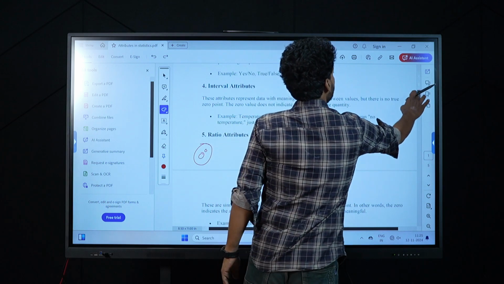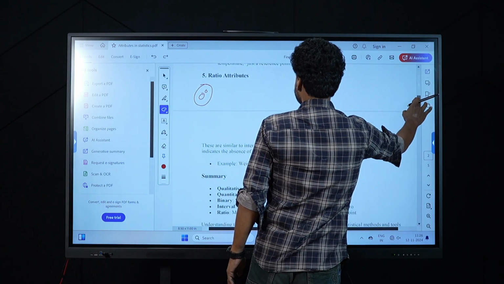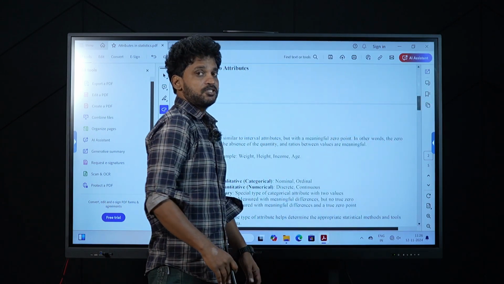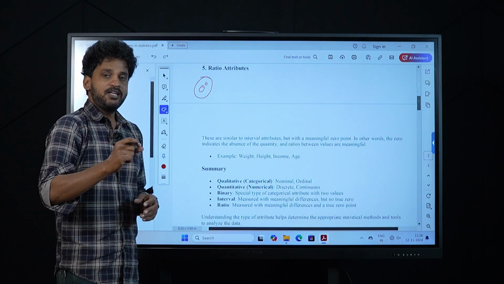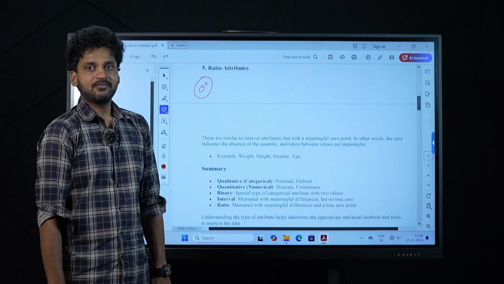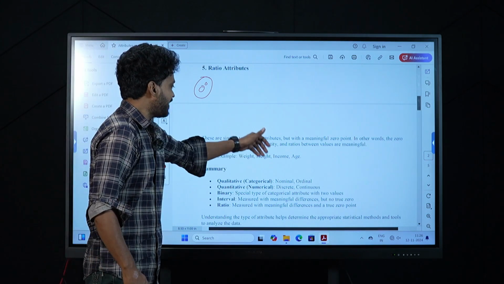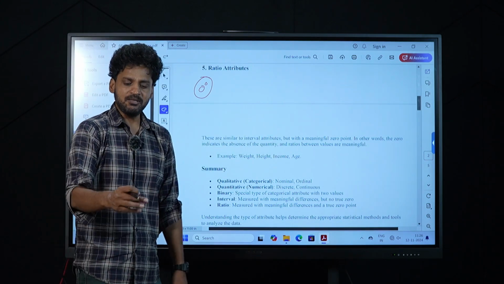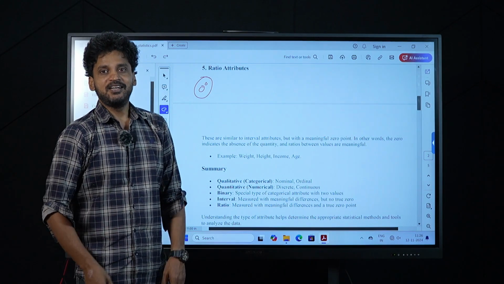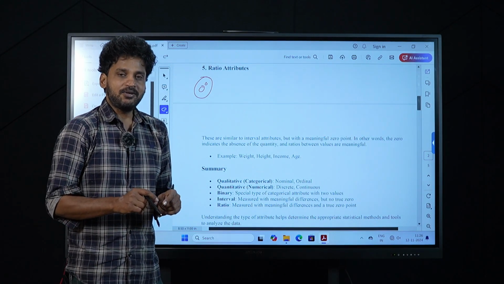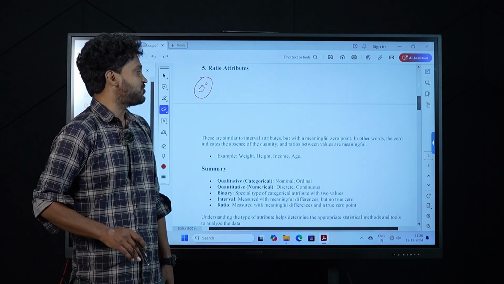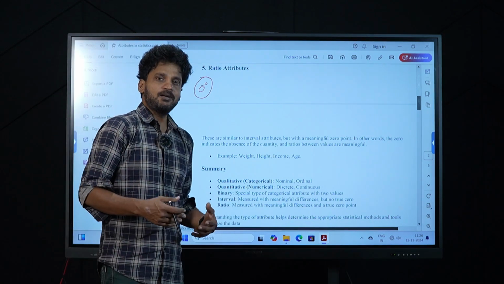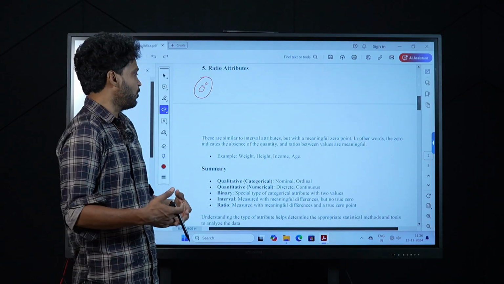The next thing is the ratio attributes. Ratio attributes, on the other hand, are the other way around: 0 means the absence of the quantity. For example, weight, height, income, age. What is income? 0 income means there is no income. 0 means no quantity, as simple as this. Age, 0 means the person has not yet been born.